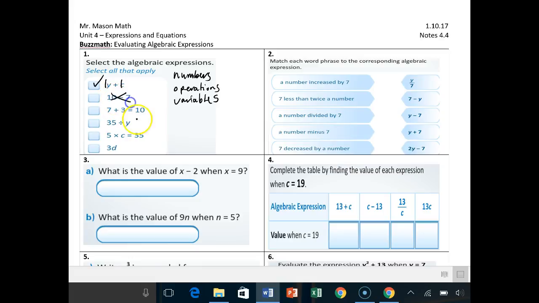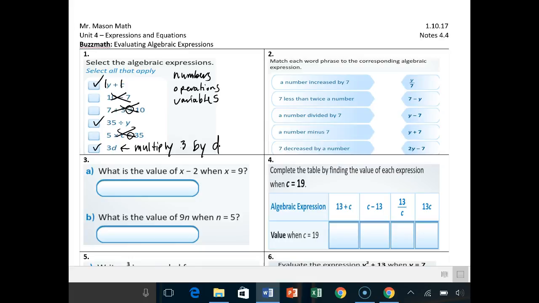This one does not have any variables. This one obviously has an equal sign, numbers, variable operations, so we're good to go there. This has an equal sign, so no. And this is actually also an algebraic expression because this is actually multiplying 3 by d. So that is an algebraic expression. Pause the video, do your Buzz Math problem.